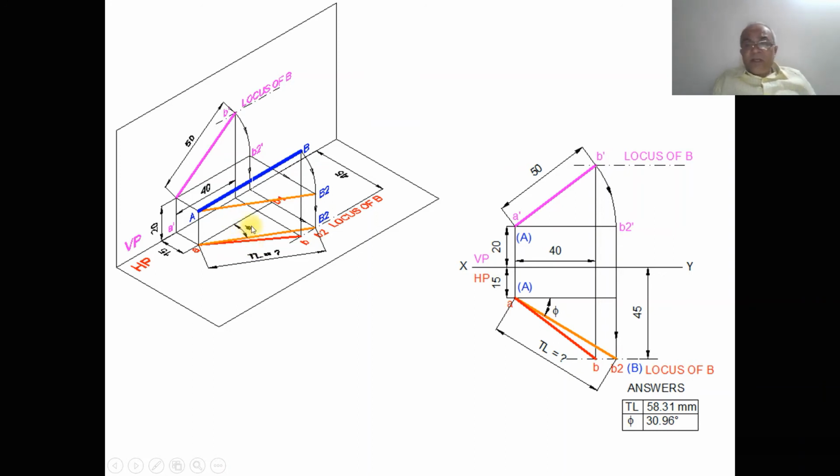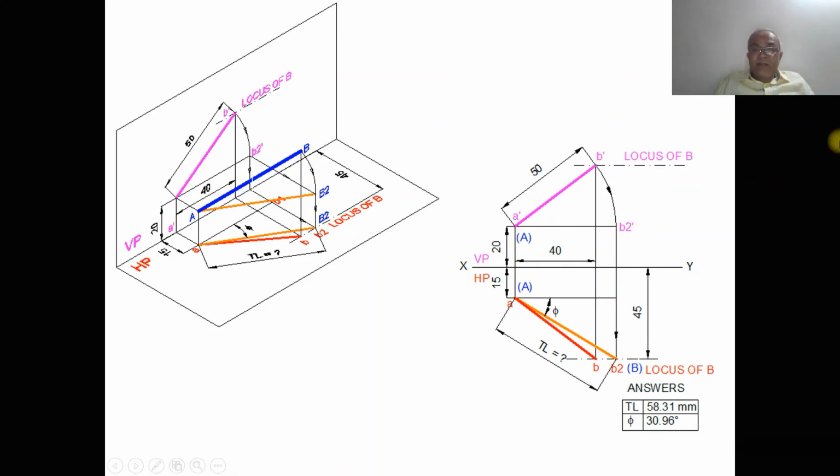You measure the true inclination made by this line with respect to VP. So here we have shown that to find the true length in the horizontal plane, you make the line parallel to HP, the line which is inclined to HP, which is A dash B dash. With A dash as center, taking the radius of A dash B dash, you rotate it such that both A dash and B2 dash are parallel to the XY line in the front view.